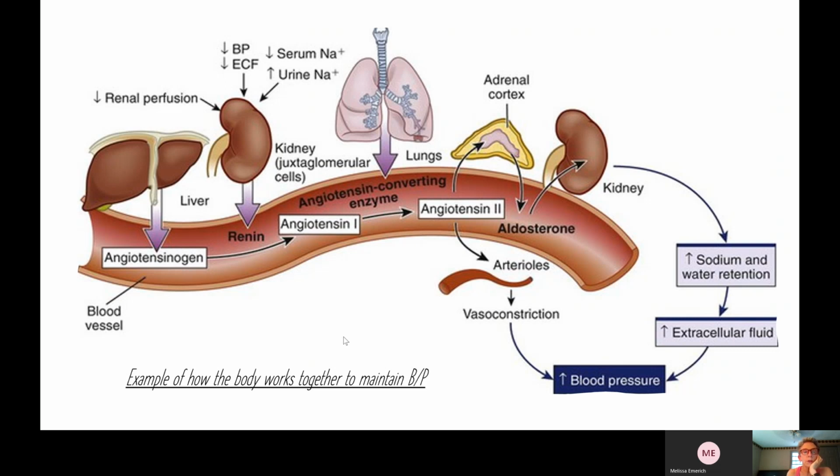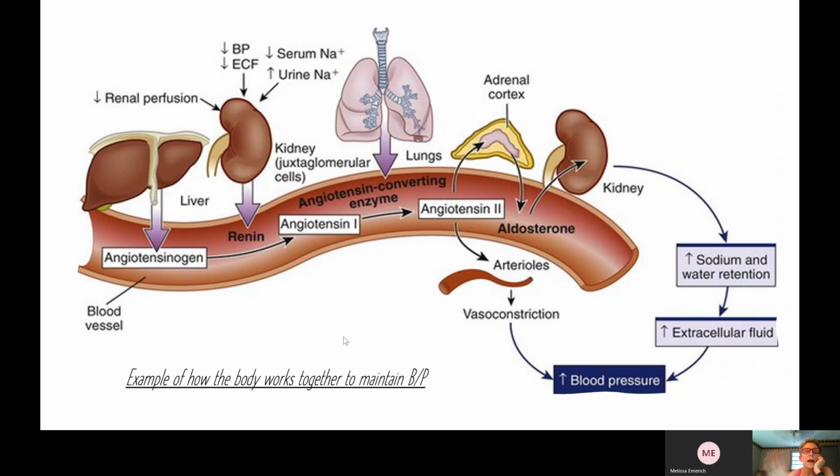When we're looking at this particular slide, it has to do with how we maintain blood pressure. This is specifically talking about the renin-angiotensin system. A lot of times when we're talking about this, we're thinking, oh my gosh, that just has to do with the kidneys. But as you can see, it really doesn't. It has to do with not only the kidneys, but the adrenal cortex on the kidney.